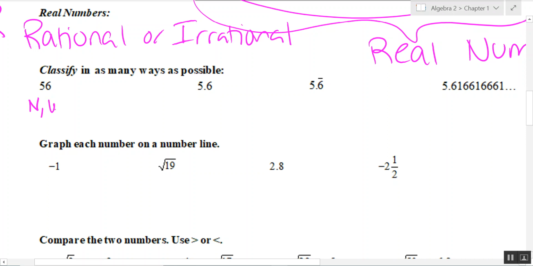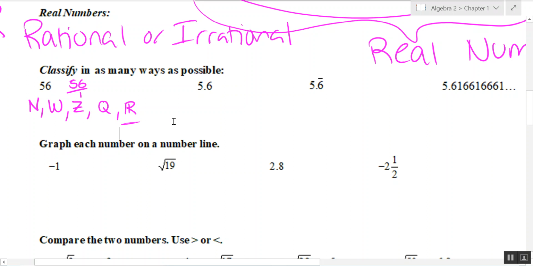It's definitely a whole number. It's also an integer. And it is a rational number. We can write it as a fraction. Again, if you're in doubt, 56 over 1 can be written as a fraction. And this is also a real number. And all of these are going to be real numbers, so this should always be the first one that you write on your test.